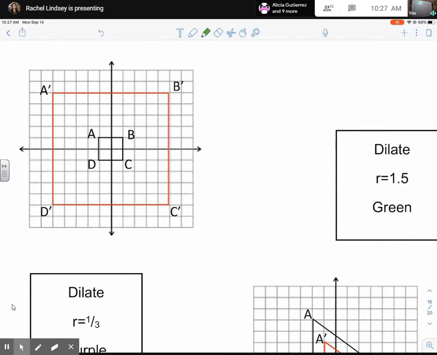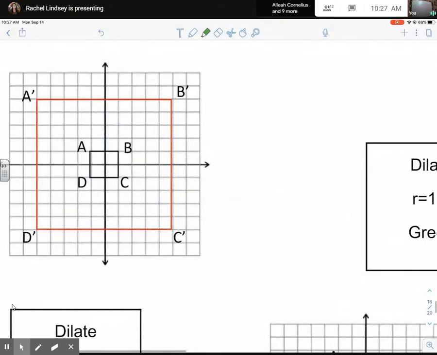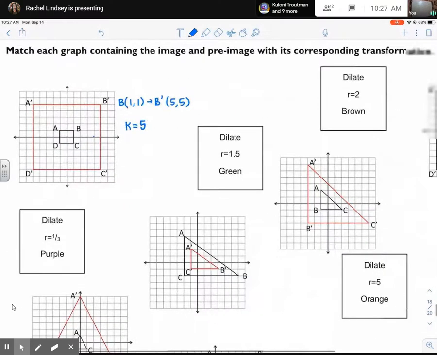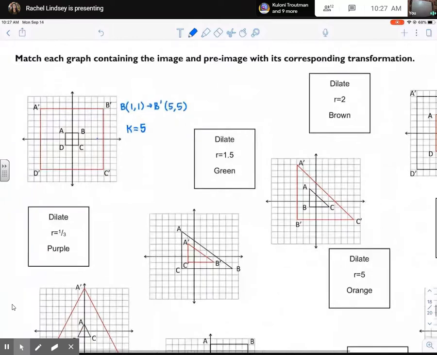If I'm looking at that one in the top left, you can look at any of them. I'm going to look at B. B starts off at 1, 1. B prime ends up at 1, 2, 3, 4, 5, 5. 1 times what gives me 5? 5. So what's my scale factor? 5. So I'm going to go find which one that matches with, and it matches with the orange.